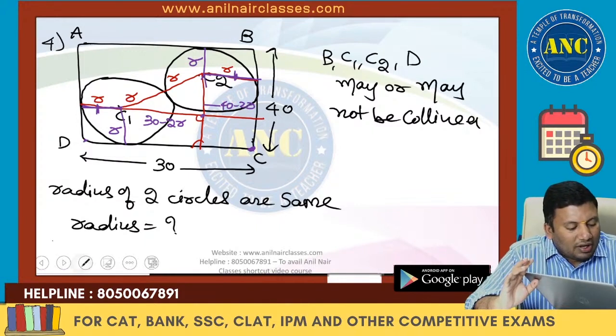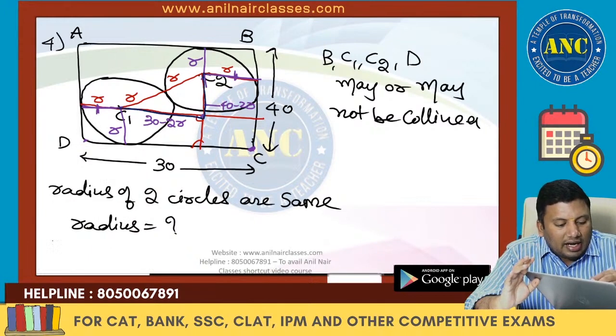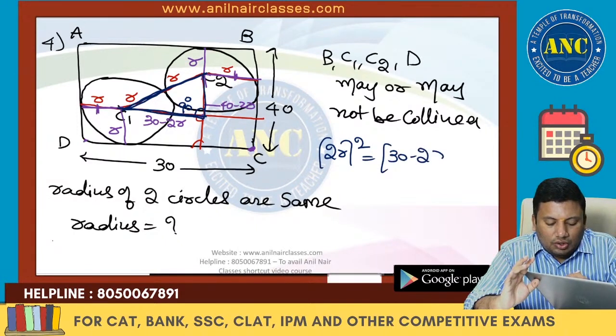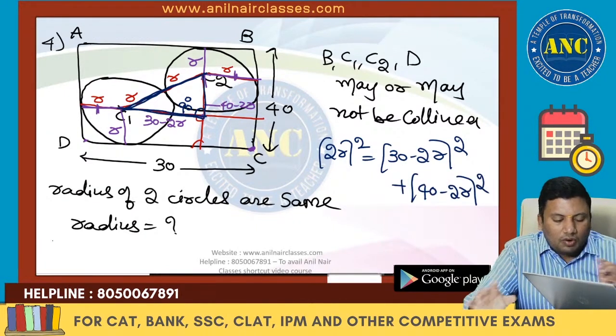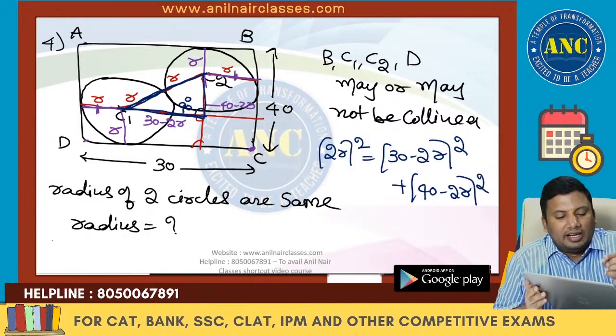So finally I got a right angled triangle like this. So, what is the equation? R plus R is nothing but 2R. (2R) whole square is equal to (30 minus 2R) square plus (40 minus 2R) square. I hope the idea is clear.